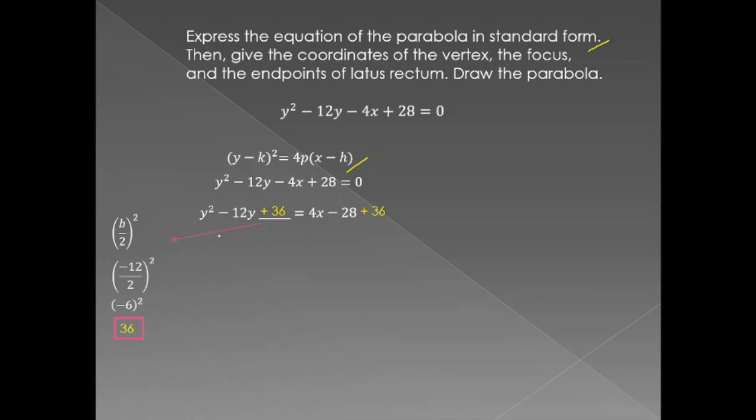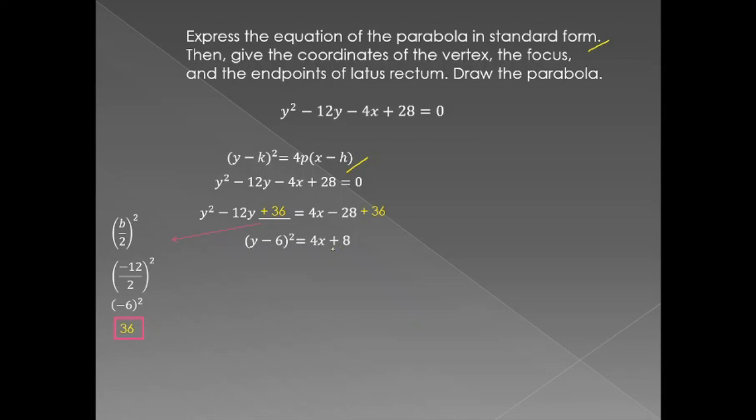And then after that, kailangan natin siyang i-factor. So, ang factor ng y squared minus 12y plus 36 is y minus 6 times y minus 6. So, pwede natin siyang isulat as y minus 6 squared. And then, evaluate negative 28 plus 36, that will be positive 8.